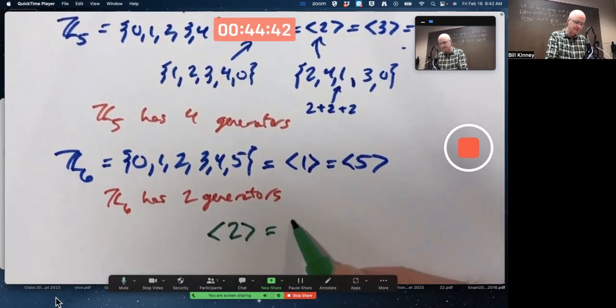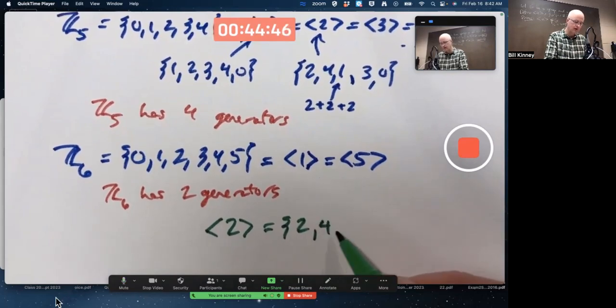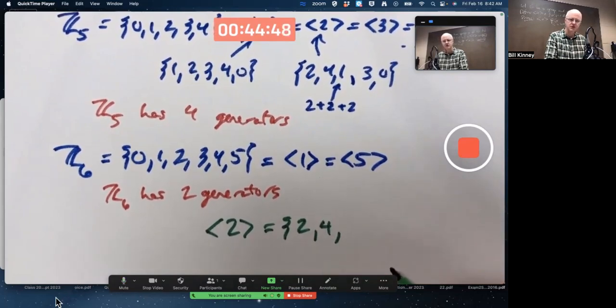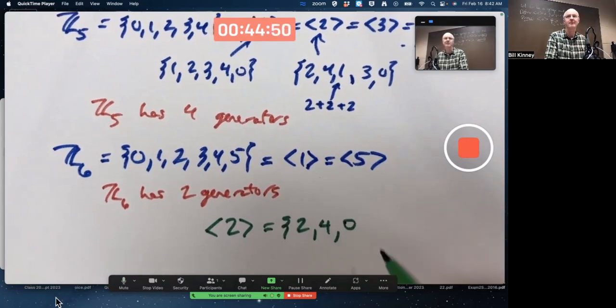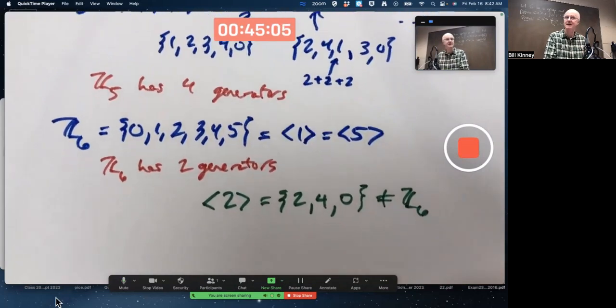2, for example, generates 2. 2 plus 2 is 4. 2 plus 2 plus 2 is 0, mod 6. 2 plus 2 plus 2 plus 2 is back to 2, mod 6. 8 mod 6 is 2. This does not equal Z6. It is a subgroup of Z6, but it doesn't equal it.